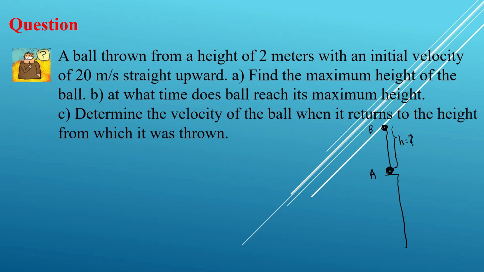But let's see what I have. It says the height of the building, or the height of this, is gonna be 2 meters. So here I have 2 meters, right? And then the velocity here is gonna be 20 meters per second. So the velocity for point A is gonna be 20. So this is all I have, I think.